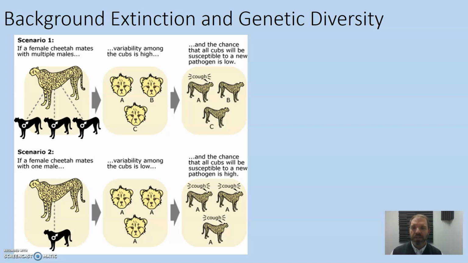And being a small population is bad in two ways. One is that there aren't many individuals, and so by chance you could lose the last individuals of a species, but also it reduces the amount of genetic diversity.